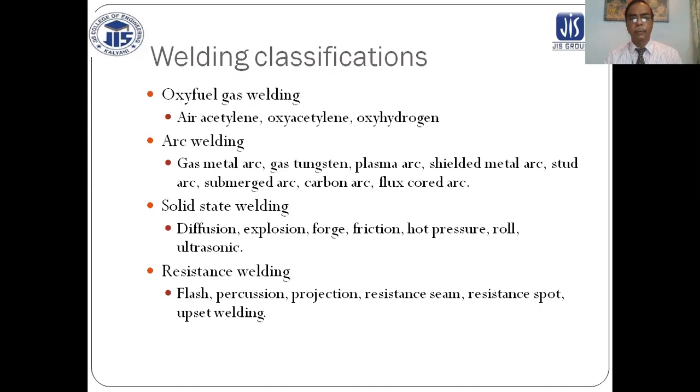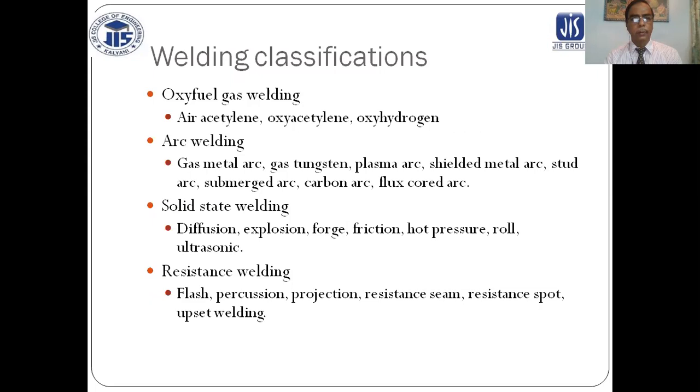Welding classifications: there are two types of welding. One is pressure welding, another is non-pressure welding. Non-pressure welding is fusion welding, and then there is pressure welding. Most of the welding is non-pressure welding, that is, fusion welding.